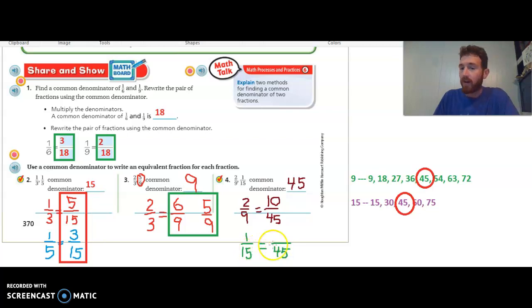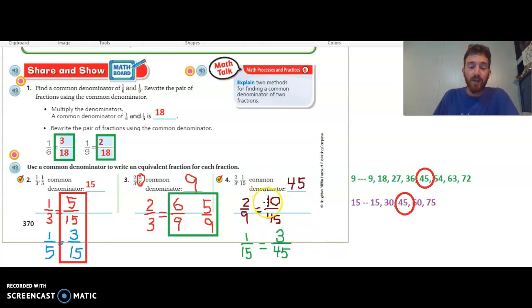All right, so then again, how do we get from 15 to 45? 15 times 3 would give us 45. So we have to do the same thing for our numerator, same process. Multiply the same top and bottom, it gives us an equivalent fraction. 15 times 3 makes 45, so then 1 times 3 makes our numerator. And of course, 1 times 3 is 3.